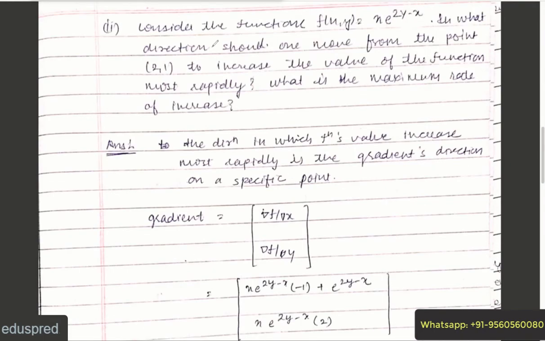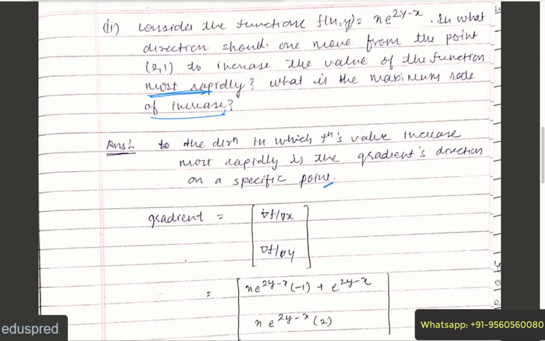Let's move to the second part, which says consider the function f(x, y) = x e^(2y−x). In what direction should one move from the point (2, 1) to increase the value of the function most rapidly? And what is the maximum rate of increase? Now we know from the properties of the gradient that the direction in which the function's value increases most rapidly is the gradient's direction at a specific point.